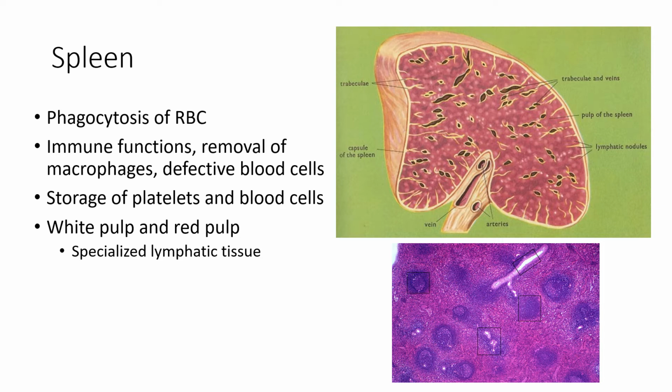Now, I do want you to know the difference, and it's kind of weird, but these dark purple spots are going to be the white pulp. Everything else all around is going to be your red pulp. And this is specifically where we find the specialized lymphatic tissue.